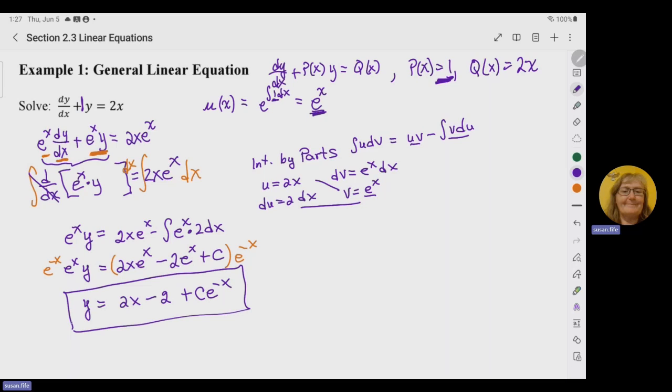And there's my solution. Remember, this is called a general solution. A general solution is one in which you still have that constant of integration, still have c, or an unknown value.